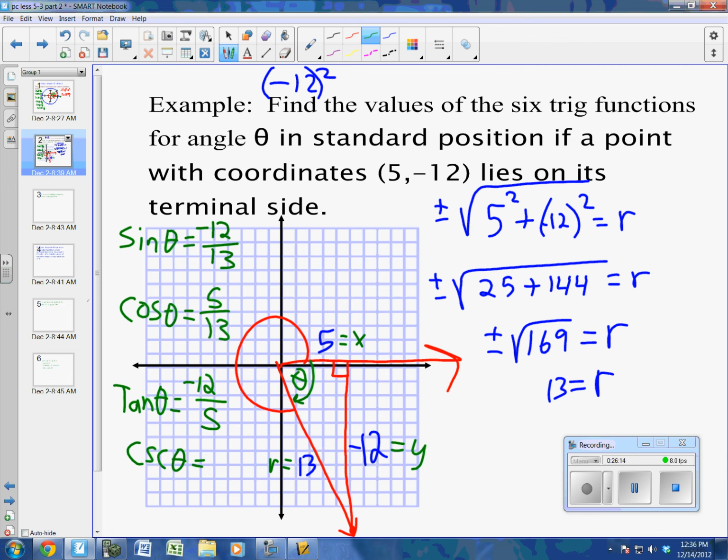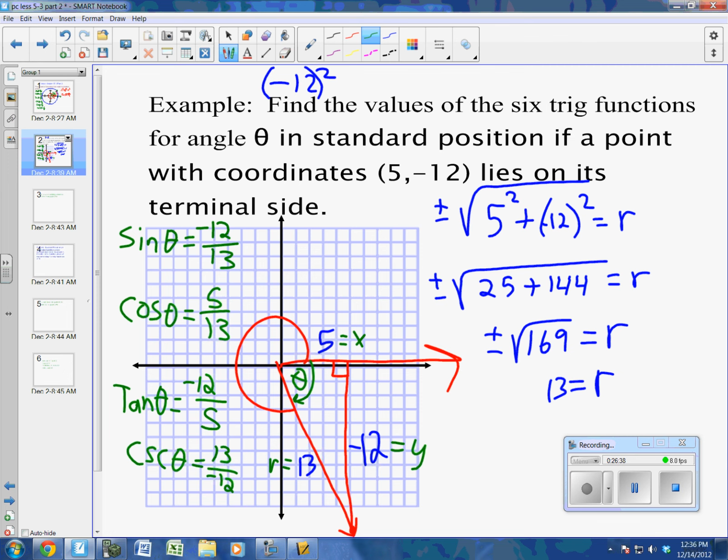It's what? And how did you get that? He took the reciprocal of the sine, which is 13 over negative 12. Okay, good. Or you could have used the definition of cosecant, which is r over y, right? Okay. Let's go with Kyla.